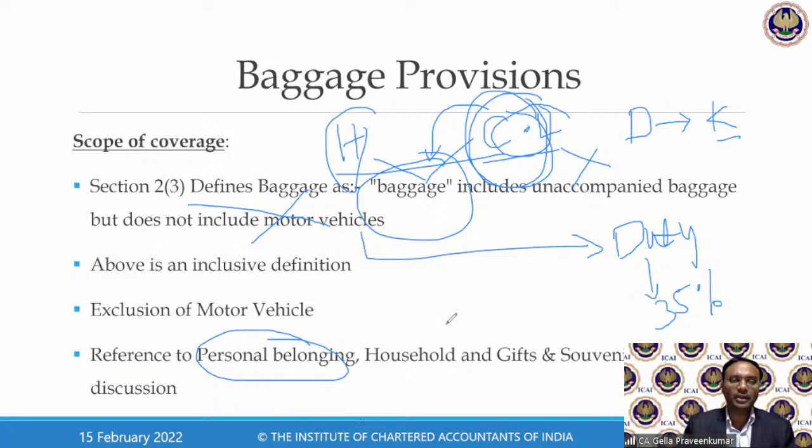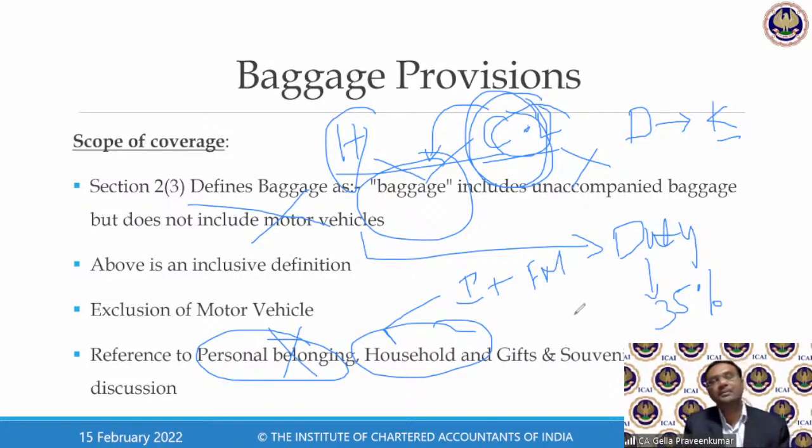Next, you have something called household. Something which is not personal belonging, those goods which are used by the individual and his family members. For example, say I went to Singapore. While coming back, I have brought a packet of crayons. Why have I brought a packet of crayons? My sister is going to 10th grade. She is fond of drawing. So I brought some crayons for my sister.